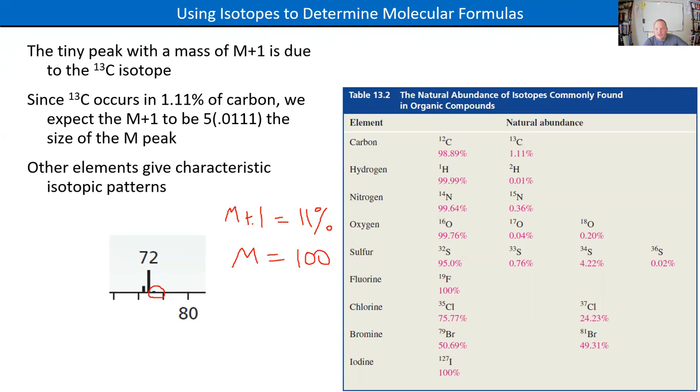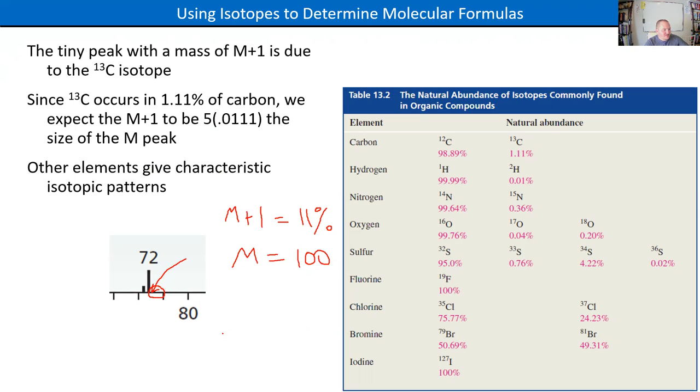Well, each carbon has a 1.1% chance of being carbon 13, right? So if you wind up with a peak that's 11% the size of the molecular ion peak, that tells you you likely have 10 carbons. And the larger your molecule is, the more carbons it has, the larger that peak will get.